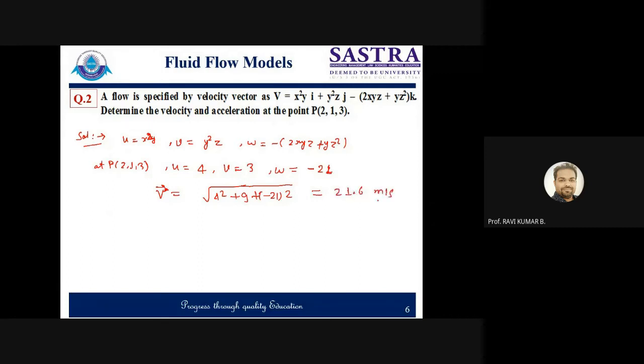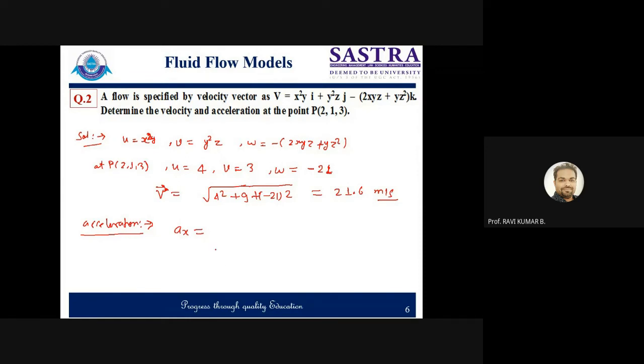So this is the first answer. Now go for acceleration. Fastly, you are revising the same concept, so no need to write the formula again, but in your examination, better you write the formula. It is very easy for you to understand. So go with ax first. So ax is equal to dou u by dou t. I'm directly solving, you write the formula. So dou u by dou t.